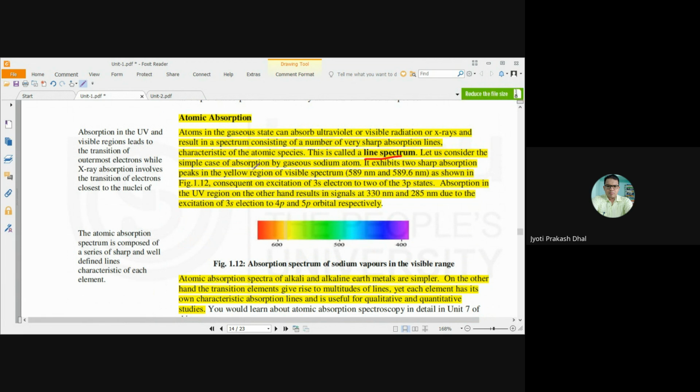So let us consider the simple case of absorption of electromagnetic radiation by gaseous sodium atoms. If the electromagnetic radiation is allowed to pass through gaseous sodium atoms, according to its characteristics, the sodium atom will absorb two radiations, one at 589 nanometer and the other at 589.6 nanometer. That means these two electromagnetic radiations, at 589 nanometer and 589.6 nanometer, will be missing after passing through the gaseous sodium sample.